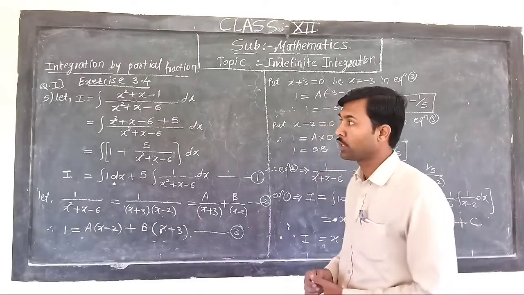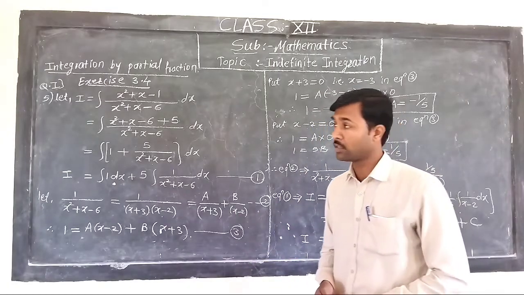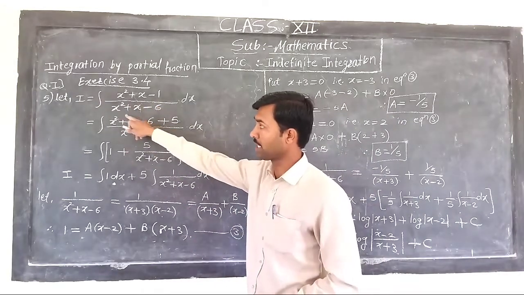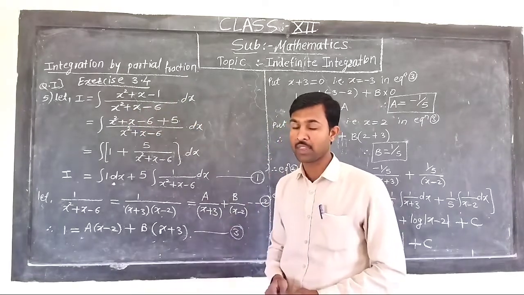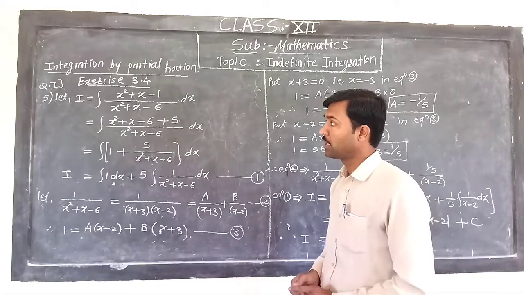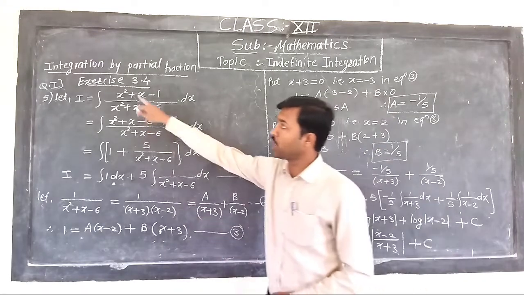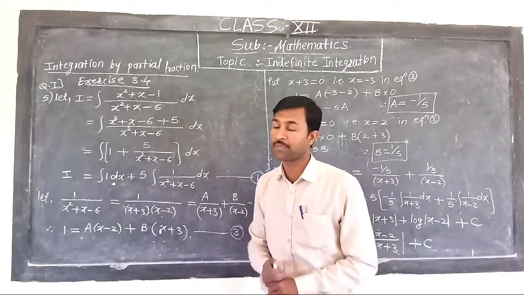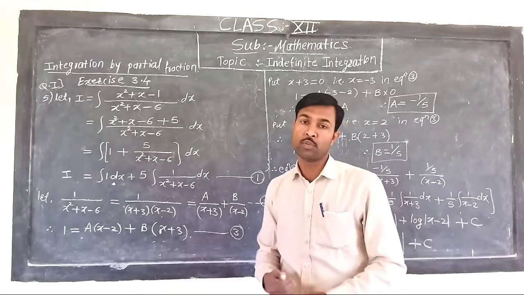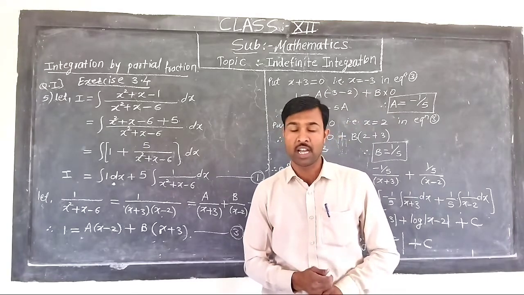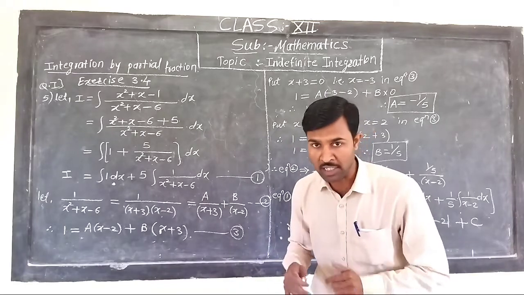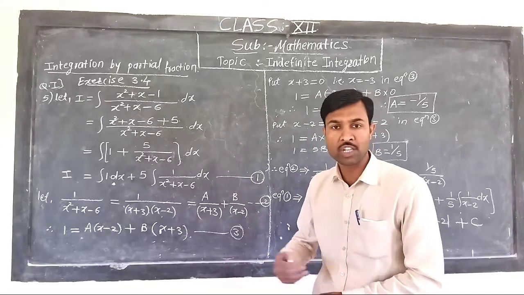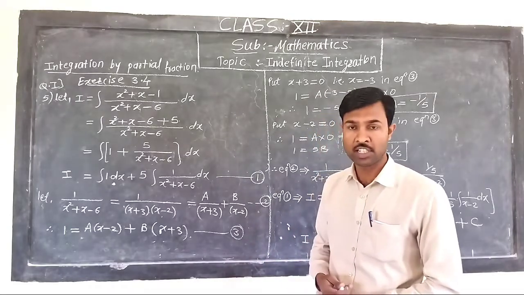Now here we are going to solve problem number 5. The function which we have to integrate is the integration of x square plus x minus 1 upon x square plus x minus 6 into dx. If we observe this problem, the degree of the numerator is 2 and the degree of the denominator is also 2, the highest degree. So the degree of both numerator and denominator is the same, and whenever the degree of the numerator and denominator is the same, or the degree of the numerator is greater than the degree of the denominator, we have to divide that numerator by its denominator.